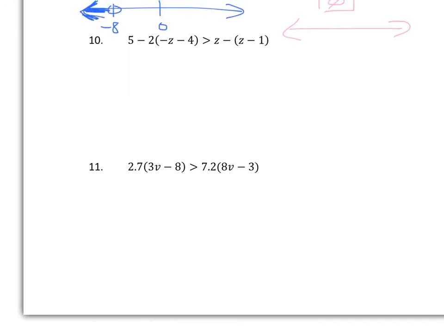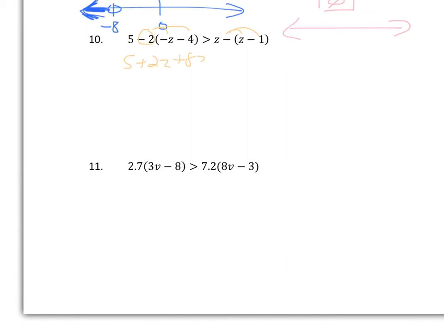Alright, 10 and 11, our last two problems are a little bit bigger, a little bit different. One's got decimals, one's got multiple parentheses. So for number 10, remember we have to distribute the whole -2. Like I said, I was reviewing that quite a bit so we don't forget it, and then distribute the negative on the right side. So we have 5 plus 2z plus 8 is greater than z plus z plus 1.